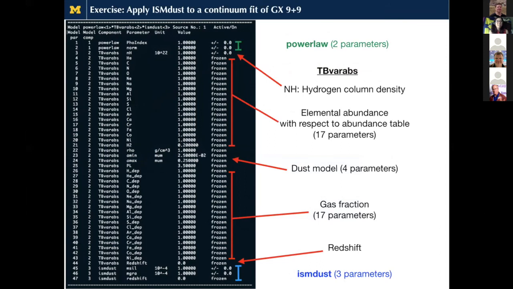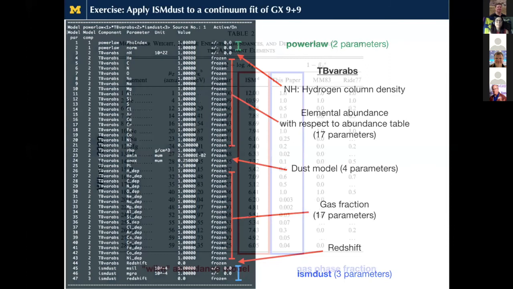So I apologize, it's very small, but here's actually all the parameters of that model that I just defined. There's a power law, and then the TBvarabs model has, I use varabs because I want to be able to change some of the abundances in the model, rather than just TBabs, which just includes the hydrogen column density. So the first set of 17 parameters here corresponds to the abundance relative to whatever. Okay. And then you have the dust model parameters, the gas fraction, and then I put ISM dust there. And we just leave redshift at 0 because we're talking about local extinction.